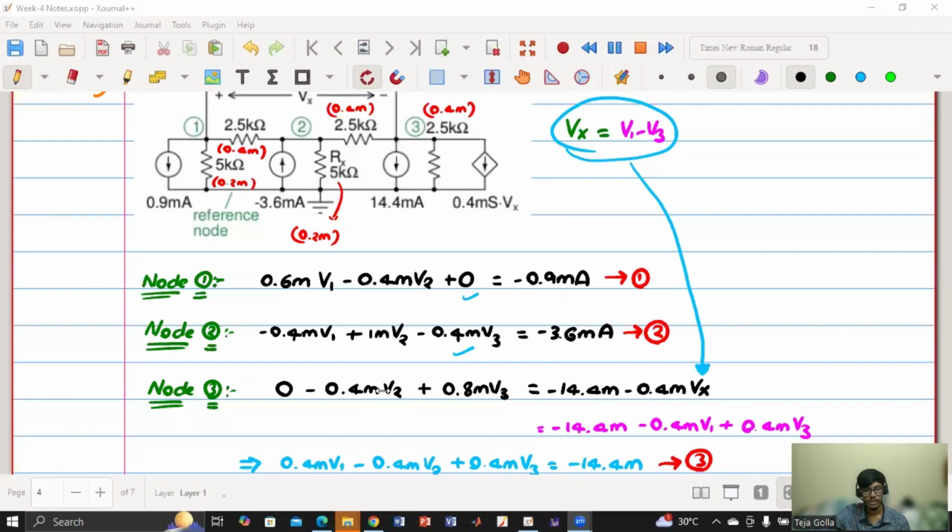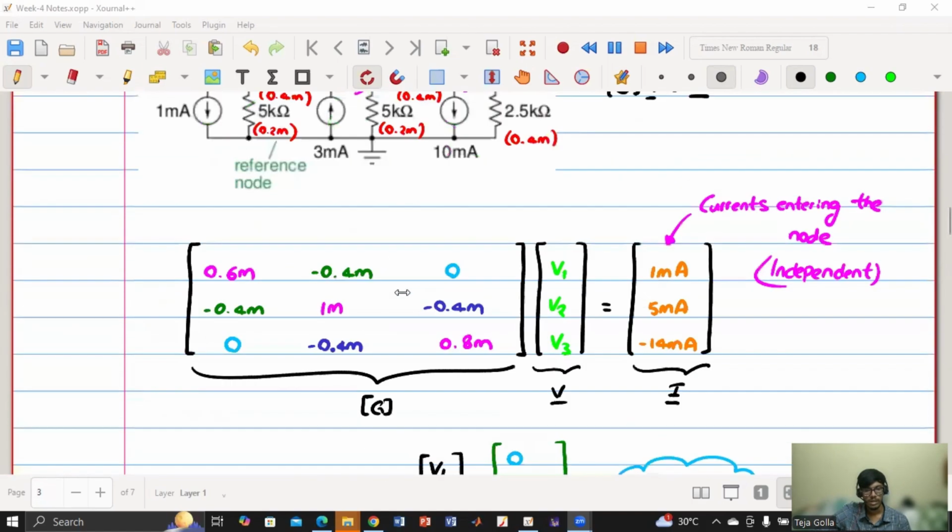Oh, 2.5 kilo. This is resistance. Conductance is 1 by 2.5 K, which is 0.4 milli. Okay, I was confused with the voltage controlled current source. No, no, 0.4 milli. Okay.